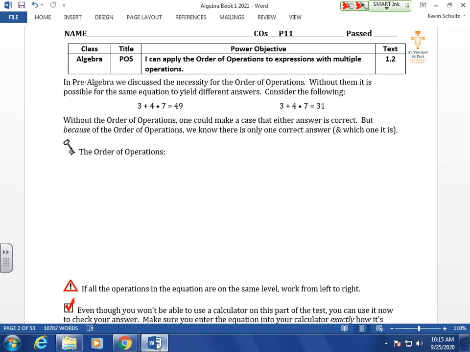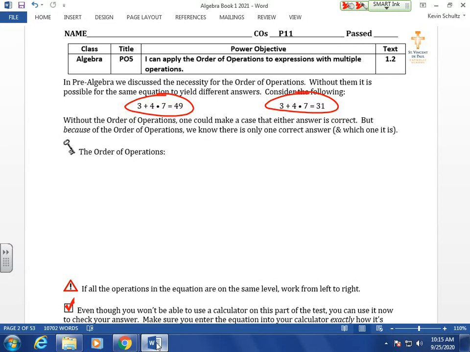Everywhere you go, 2 plus 2 is going to be 4. Okay, it might be represented a little bit differently or said verbally a little bit differently, but those two values will combine to be 4. So if you have more complicated expressions, such as 3 plus 4 times 7, it would be a problem if we got two different values for that. 3 plus 4 times 7 cannot be both 49 and 31. It can only be one of those things.